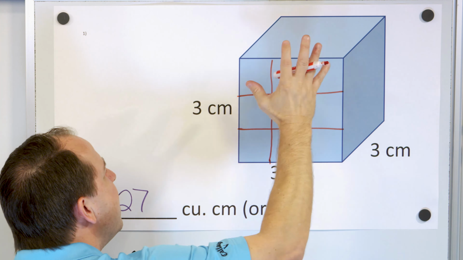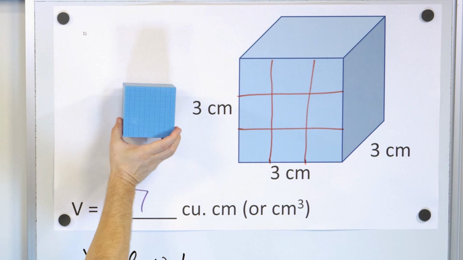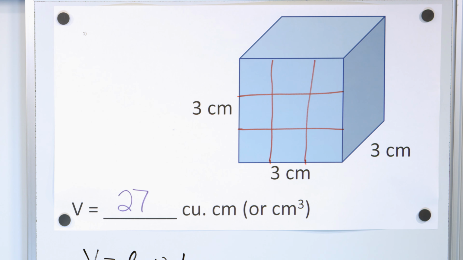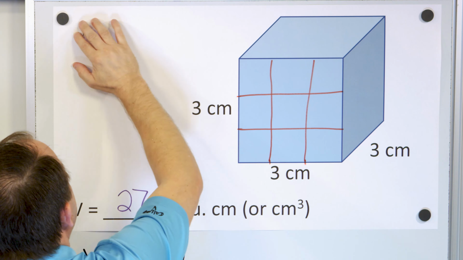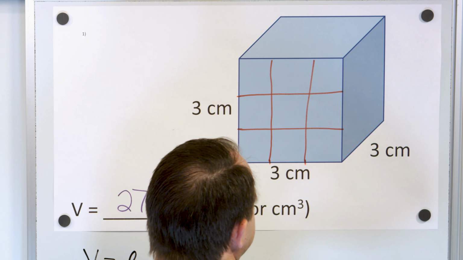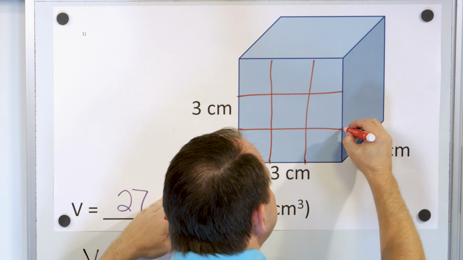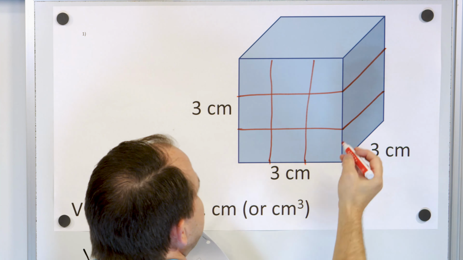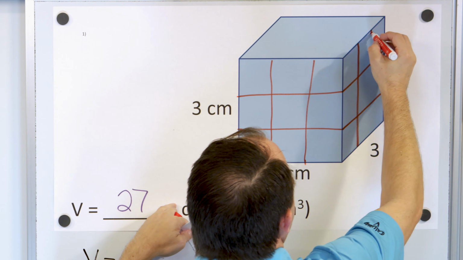1, 2, 3, 4, 5, 6, 7, 8, 9 square centimeters fit on the face of this thing. That would be like counting the squares just on the face of this right here, right? But we're not interested for volume of just knowing how big the surface is. We want to know how big the entire space is. So if we know that there's 9 of these squares in the surface, and then we can see that if we kind of go back here like this, oh man, it's going to be a little hard. I'll draw it like this, I guess.